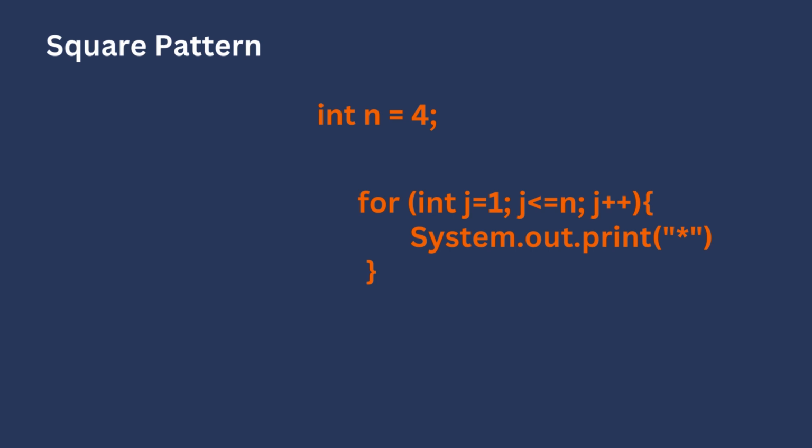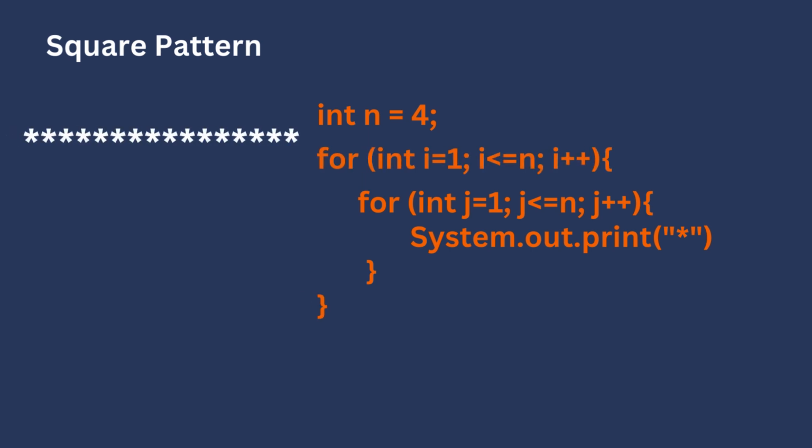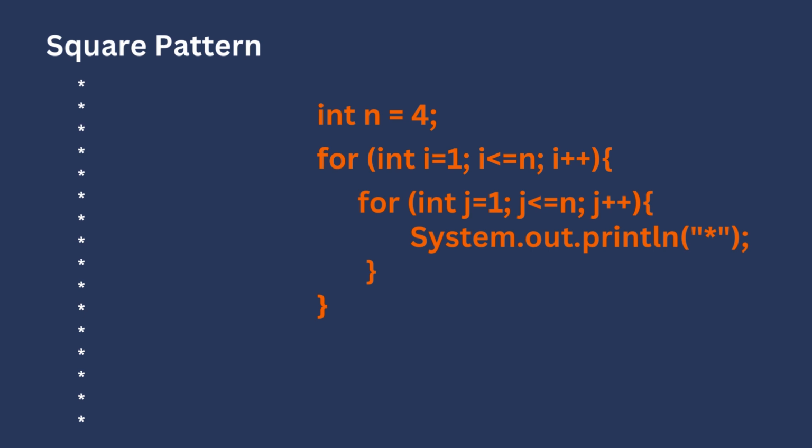What we need is to print this row 4 times, for which I'll insert the same for loop code written as an outer loop. But if we run this, we see that the stars are printed in the same row. This is where print and println statements will be used. Now I'll change the print statement to println statement, but this will print each star on the next line.